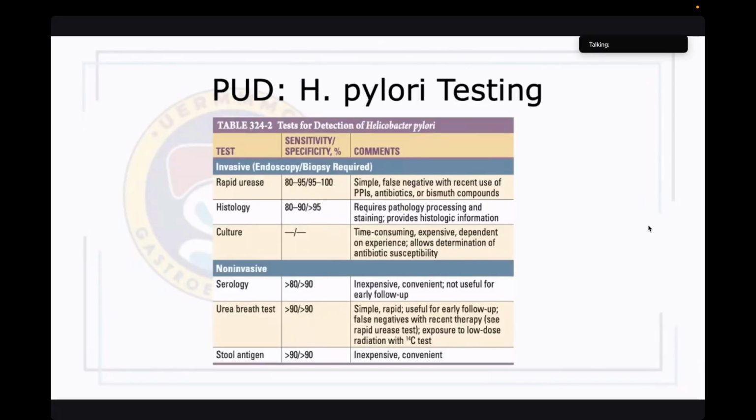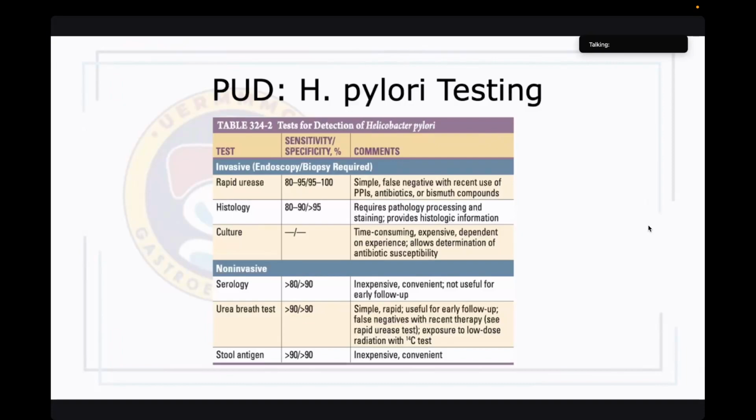For H. pylori testing, we have invasive tests which require endoscopy and biopsy. So the sensitivity and specificity for rapid urease tests are very high at 90 to 95%. For rapid urease test, the specimen is taken during endoscopy and the result can be seen within an hour or at the most 24 hours. The histology is usually not done unless the rapid urease test is not available, and the culture is done only if you suspect resistance to antibiotics.